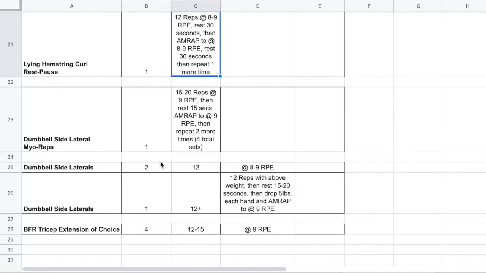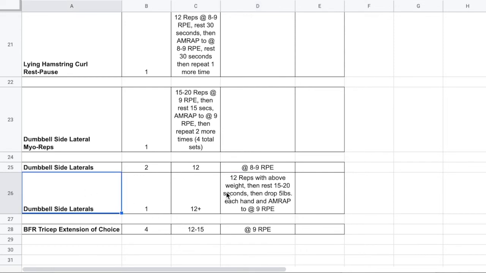Here's a drop set approach. 2 sets of 12 at an 8 to 9 RPE, and you take that same weight and do 12 reps just like you already were doing, but then you rest 15 to 20 seconds, drop 5 pounds each hand, and AMRAP to a 9. So you're just doing a drop set, something bodybuilders do all the time. As powerlifters, we don't tend to do it very much, but on a dumbbell side lateral, we can do that. That's not going to affect fatigue very much.